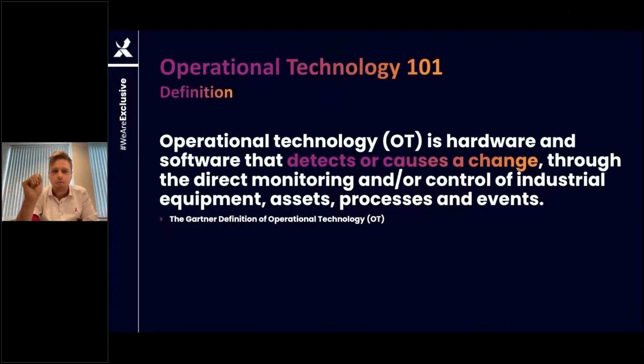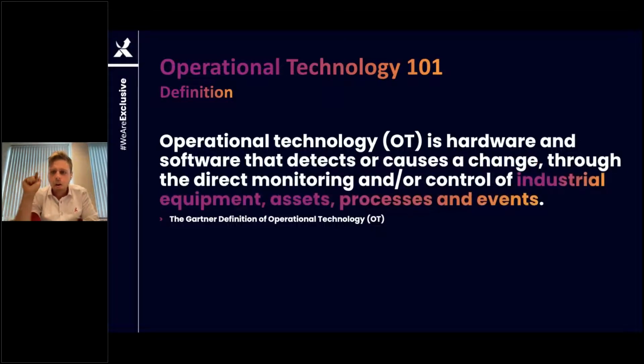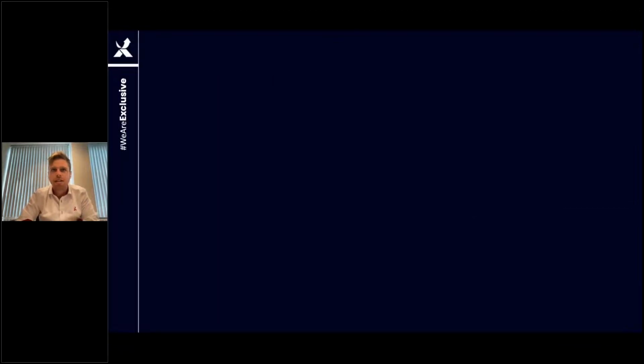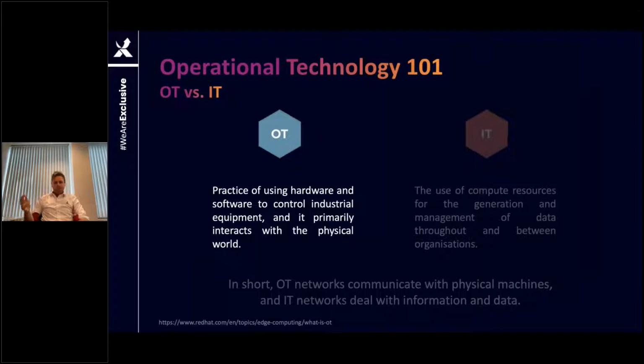Operational technology is hardware and software that detects and causes a change, and this on industrial equipment, assets, processes, and events. That's very important because we're talking about industrial equipment, assets. So we can summarize this more or less obscure definition as indicated on the left-hand side of the slide. So it's really about the physical world. It is about interaction with the physical world.